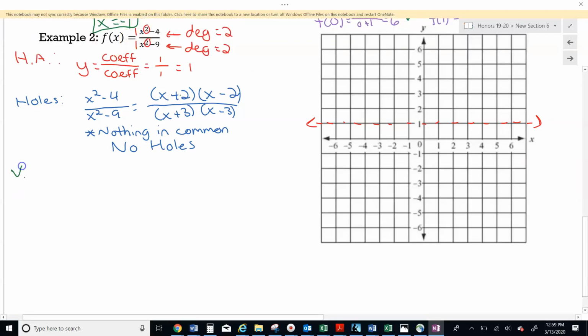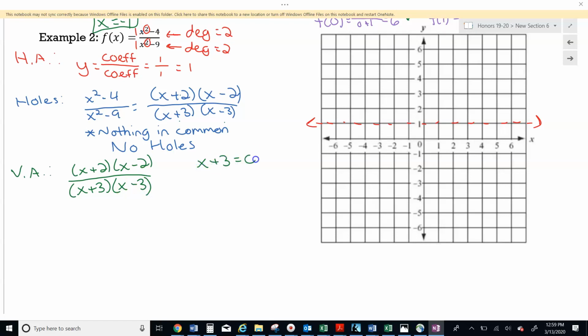Okay, so then we have our vertical asymptote. Now this is my denominator, so we still have x plus 2, x minus 2, x plus 3, x minus 3. So I have x plus 3 equals 0, x minus 3 equals 0. We still only have to factor the one time. If we've already factored here, I don't need to factor again here. So it's really not that much extra work. It's just another extra thing we have to think about.